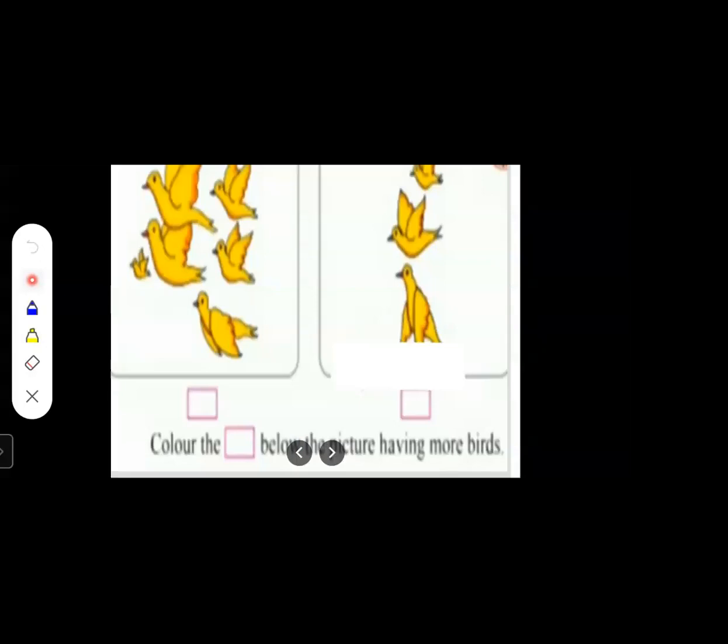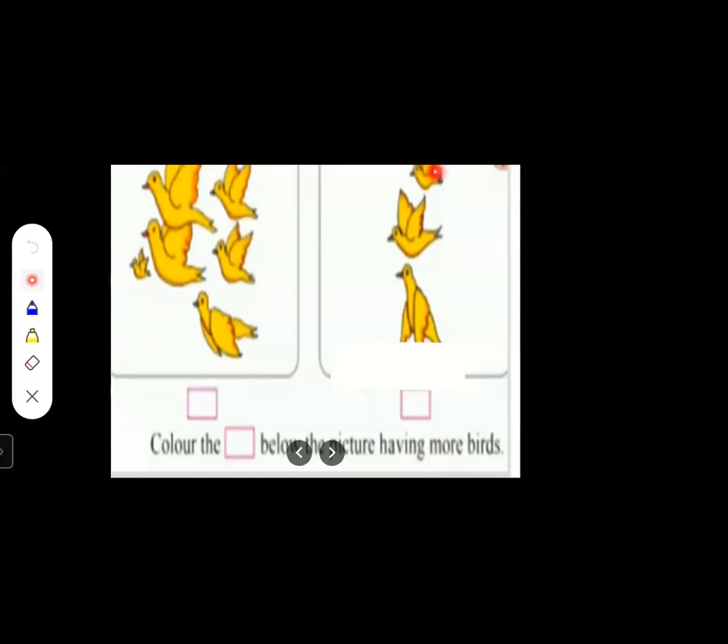Now let's move further to the next one. What is given over here? Some birds are there in the picture, right? So let's read out what we have to do. Color the box below the picture having more birds. So which picture has more birds, students? We will count the birds first, okay? Here 1, 2, 3, 4, 5, 6. In this box, 6 birds are there.